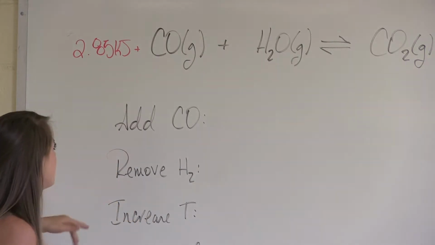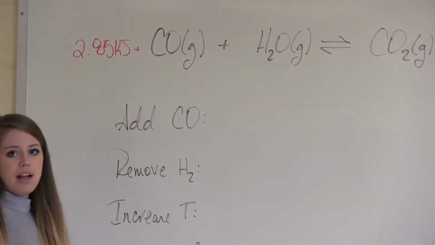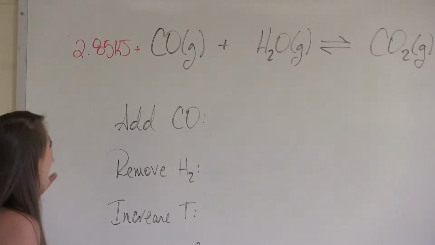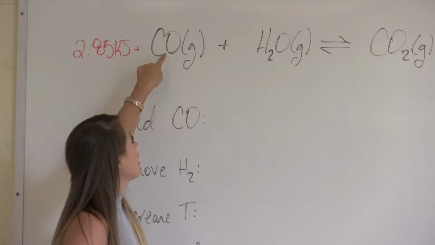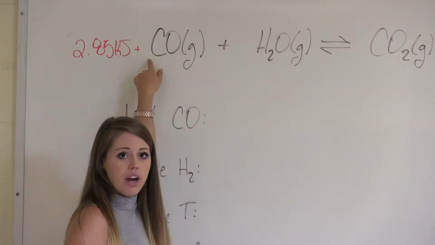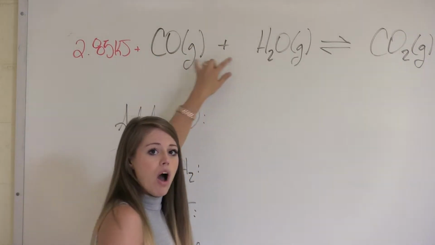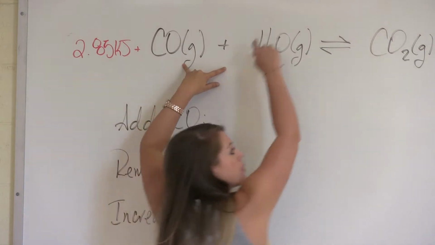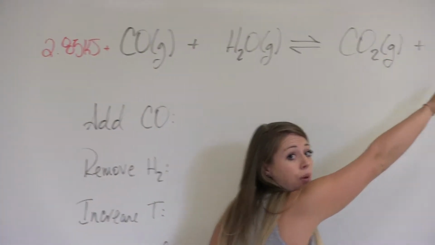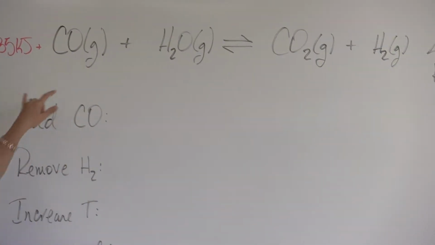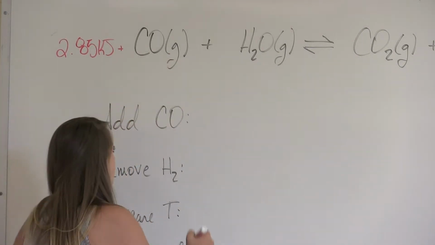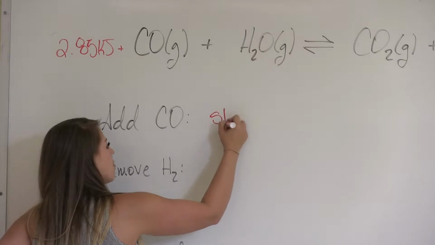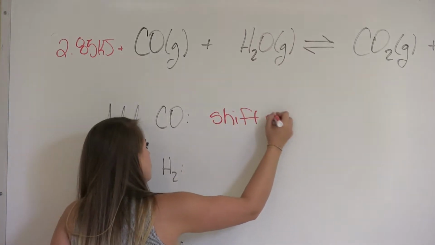Okay, so let's look at what happens if we add carbon monoxide to the system. If I add carbon monoxide into this system, we're going to get more collisions with water. If we get more collisions with water, what are we going to produce? We're going to produce more of our products. So this equilibrium is going to shift to the right. So we're going to say that when we add carbon monoxide, we shift right.